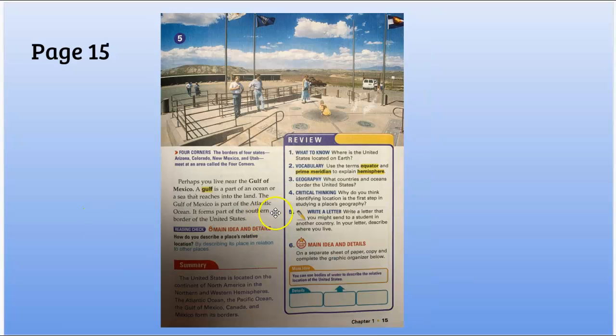So on page 15, we're going to continue. Perhaps you live near the Gulf of Mexico. A gulf is a part of an ocean or sea that reaches into the land. The Gulf of Mexico is part of the Atlantic Ocean. It forms part of the southern border of the United States. So now if you look at the summary down below, it says the United States is located on the continent of North America in the northern and western hemispheres. The Atlantic Ocean, the Pacific Ocean, the Gulf of Mexico, Canada, and Mexico form its borders.